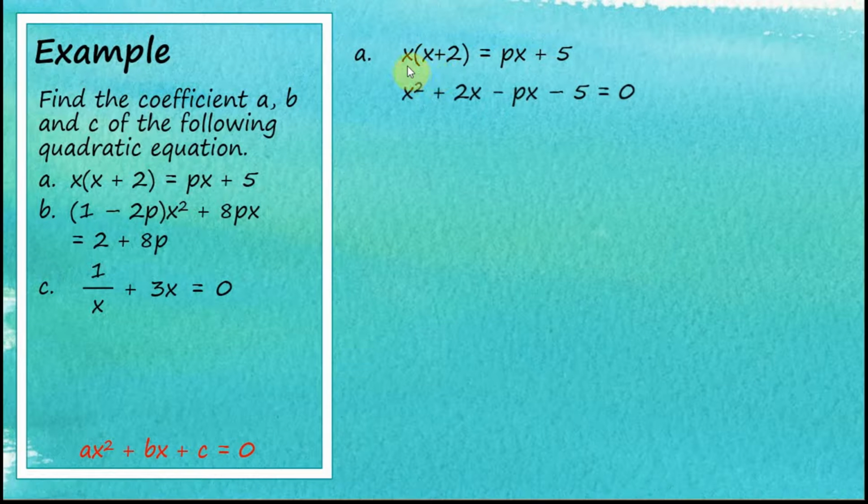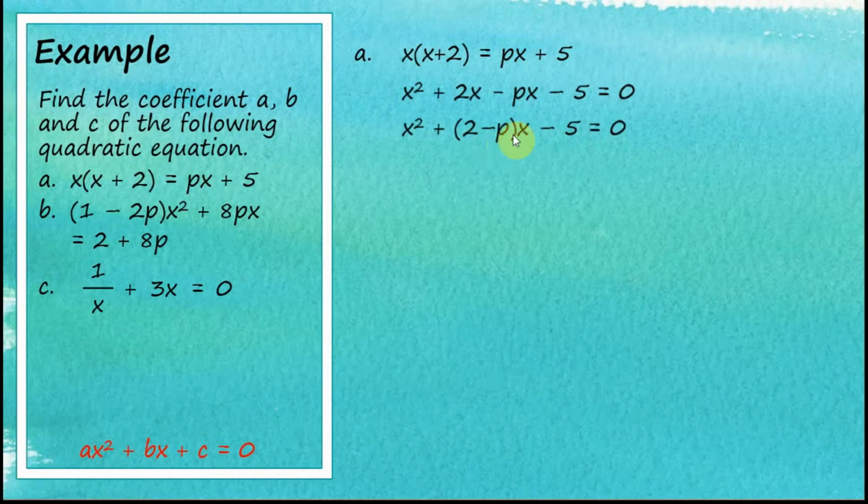So x multiplied by x, we get x squared, x multiplied by 2, we get 2x. And on the right hand side, the equation is not equal to 0, and for general form, it must be equal to 0. Therefore, we shift these two terms to the left, so it becomes negative px minus 5 equal to 0. Now we have another problem because we have two x terms here, and in general form we only have one x term. To solve this problem, we factorize x, so the equation becomes this.